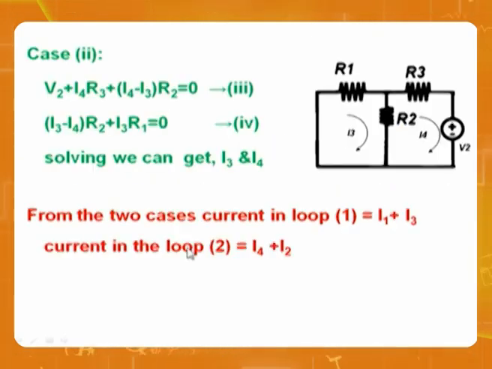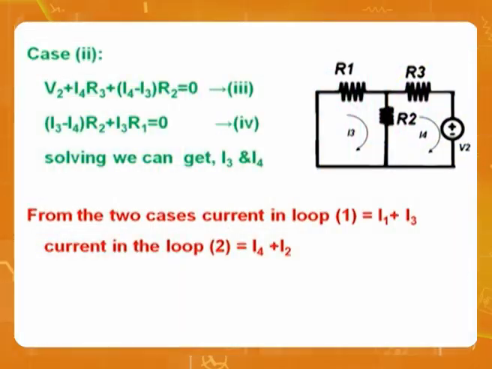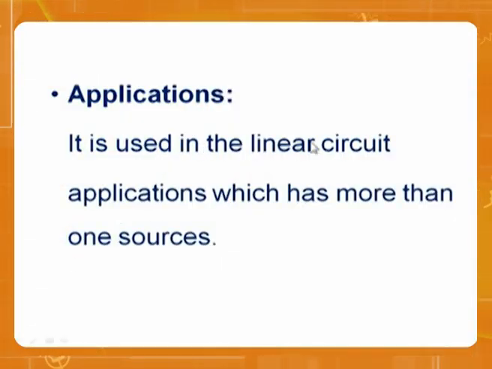I give a small suggestion to you. You can repeat the same problem using mesh analysis and the same currents will come. So when the same currents are coming by mesh analysis, you can decide which is faster. But this is another way of solving a problem, and it is specifically used when there is more than one source, and those sources are created at different timings. Now let me take you to applications. It is used in linear circuit applications which have more than one source. This is the meaning of applications and theorem.